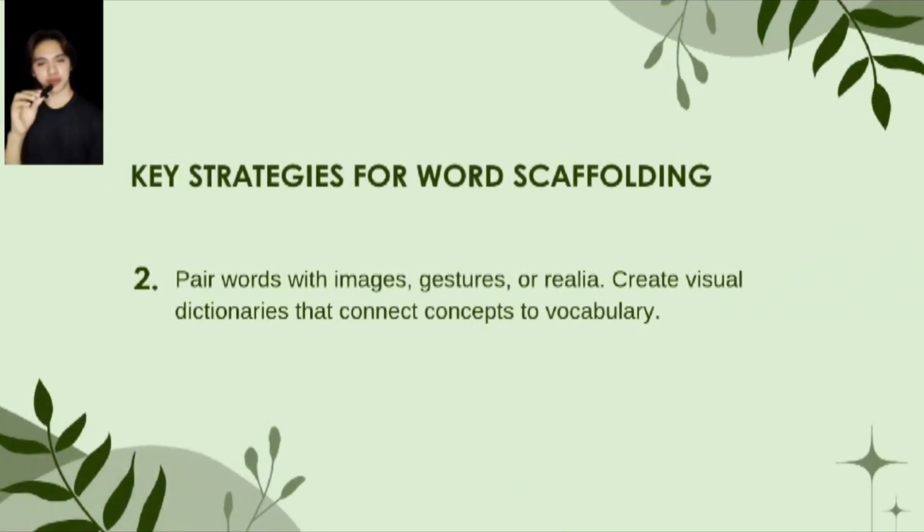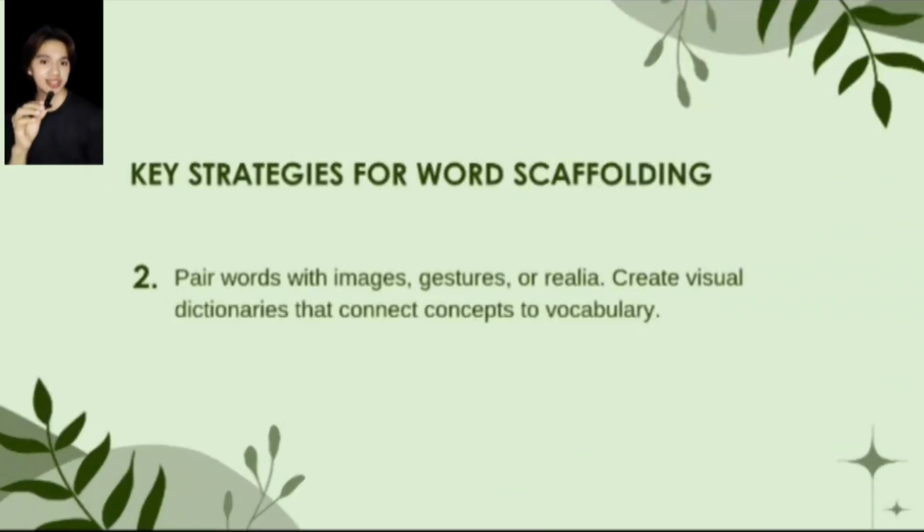The second strategy is pairing vocabulary with pictures, gestures, or real objects. So students learn better when they both see and hear a word. For example, if teaching the word stretch, don't just explain it. Actually demonstrate stretching with your arms so students immediately connect the action with the vocabulary. So this strategy is especially helpful for visual and young learners.